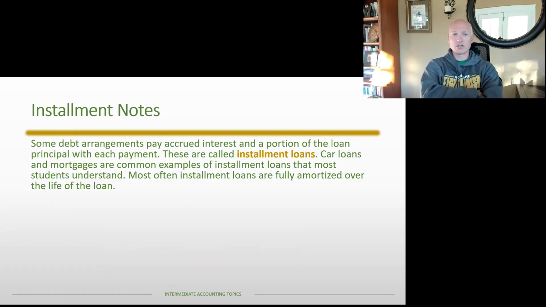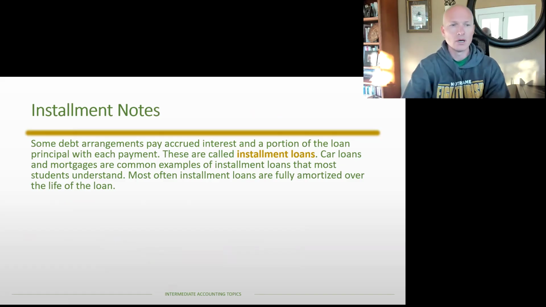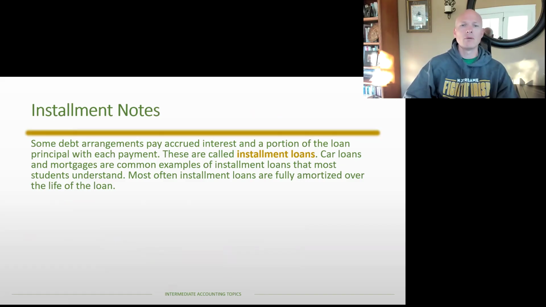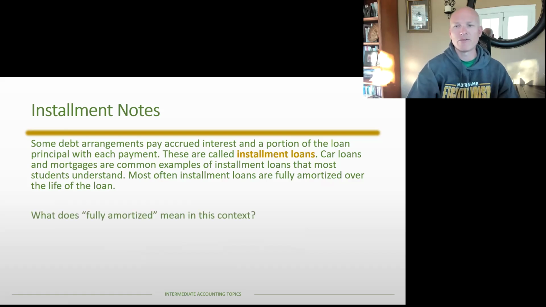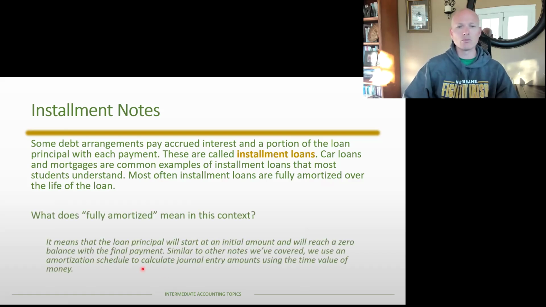Car loans and mortgages are kind of the most common examples of this, and most students can understand that. Usually, but not always, installment loans are what's called fully amortized over the life of the loan. What do we mean by fully amortized? What we mean is that the loan principal will start at an initial amount and then reach zero balance with the final payment. So basically we create an amortization schedule, but in this case, instead of amortizing a discount or a premium, we're actually amortizing the loan directly, right? So it's a slightly different looking amortization table, but the math is pretty much the same.